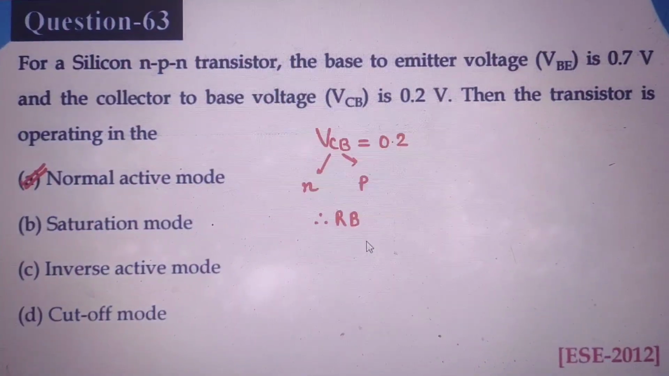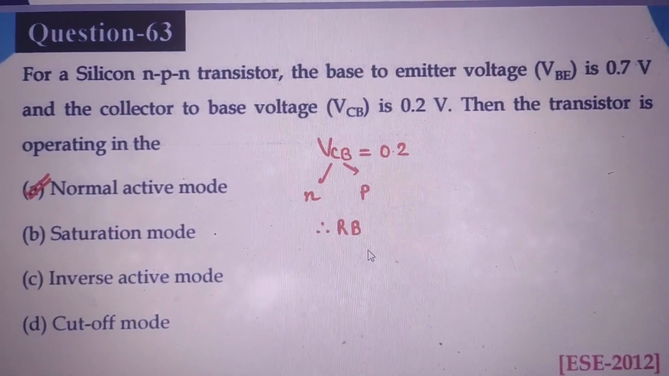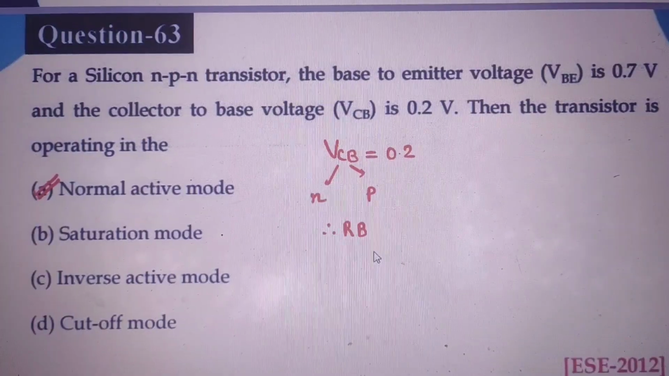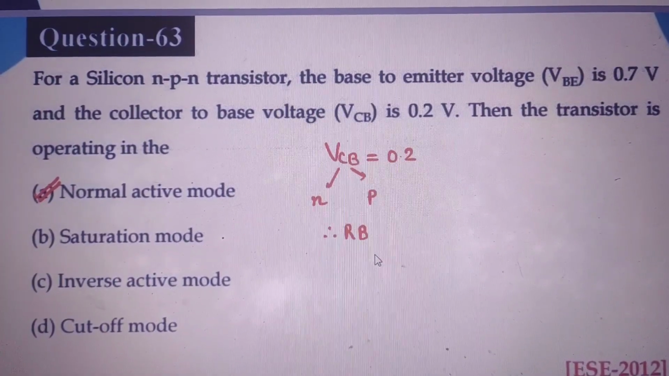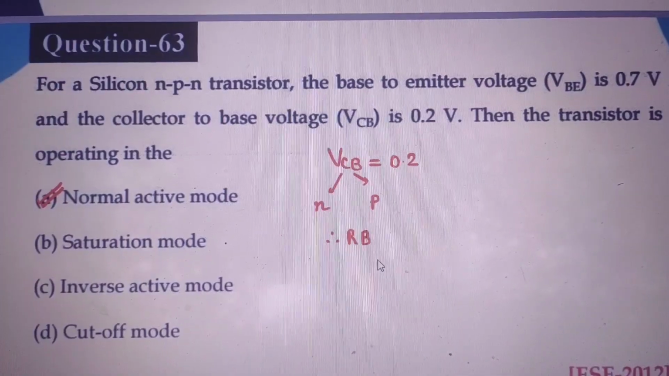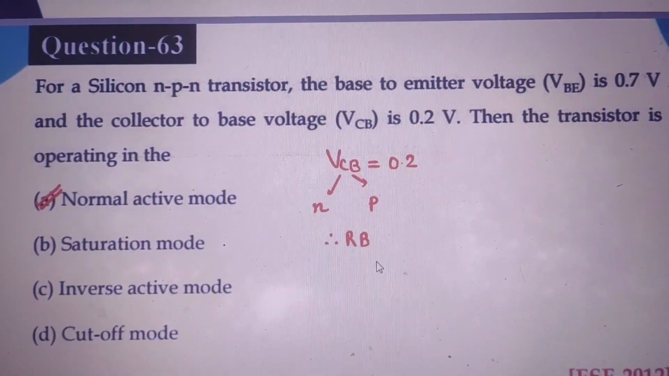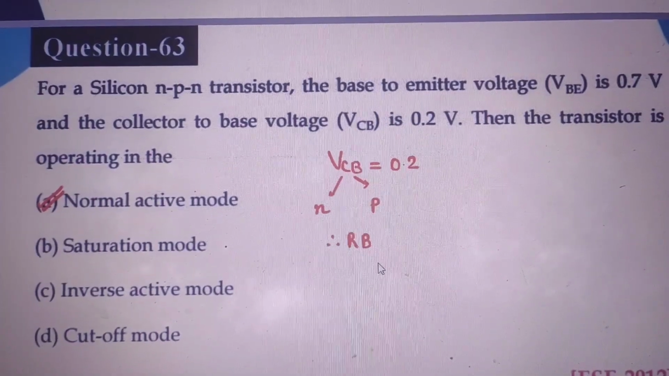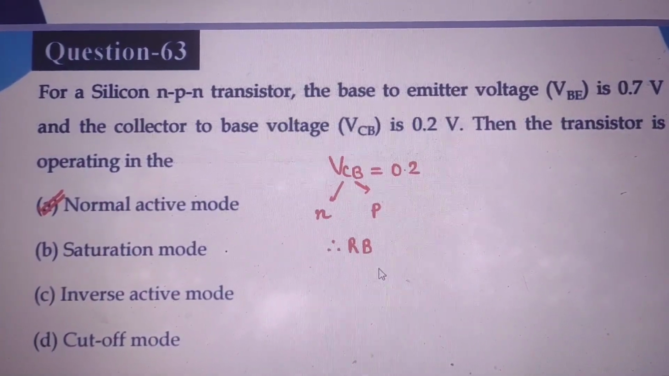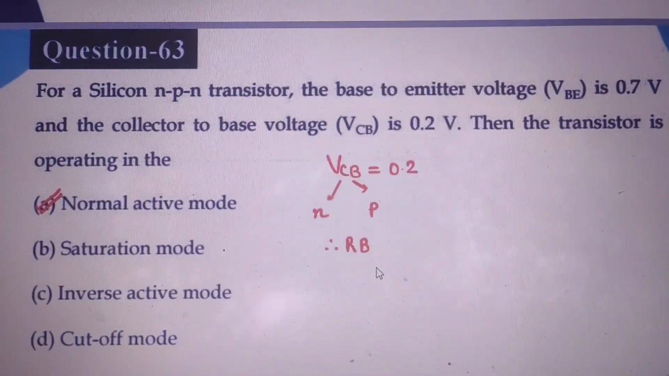For a silicon NPN transistor, the base to emitter voltage is 0.7 and the collector to base voltage is 0.2. Then in which mode is the transistor operating? As collector to base voltage is 0.2, collector acts as N terminal and base acts as P terminal. So it is a reverse biased condition. So it acts in normal active mode.